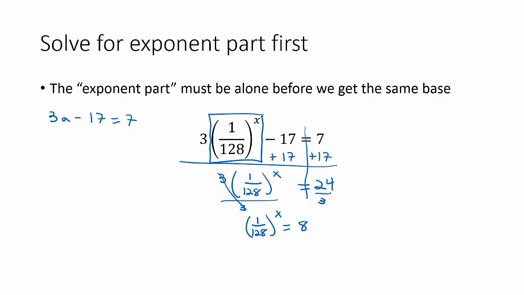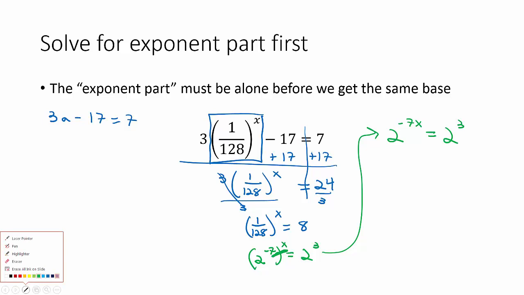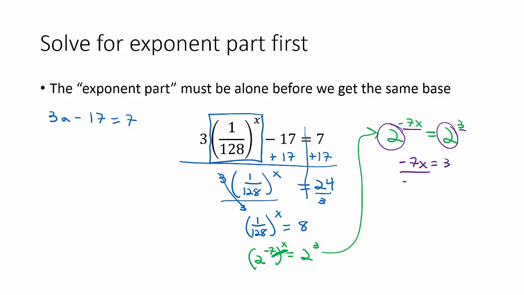Let's switch over to green. 128 can be rewritten with a base of 2. That's 2 to the 7th power. But because it's a fraction, it needs to be a -7, raised to the x. 8 can also be written as 2 to the 3rd power. And now we know we can multiply those together. I'm running out of space, so we're going to come over here. We've got 2 to the -7x equals 2 to the 3rd power. And now we've got the same base, so we can set those exponents equal. -7x equals 3. Divide both sides by the -7. And x is the fraction -3/7.